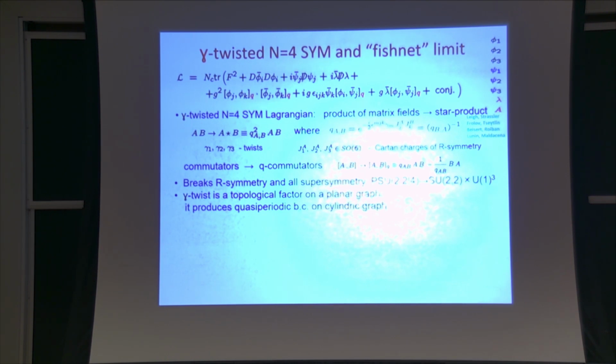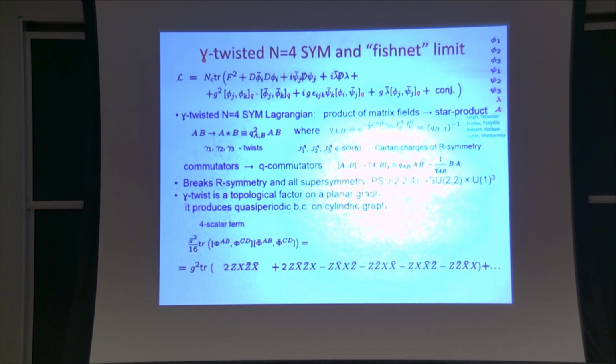Suppose we are on a cylindric graph, and then this produces sort of quasi-periodic boundary conditions. Let's demonstrate it. Let's pick up one term. Say phi1, phi2, I call Z and X, complex fields. Then if you consider the corresponding commutator, you will encounter 6 terms. I mean, for this particular term, I took only one term out of all this sum.